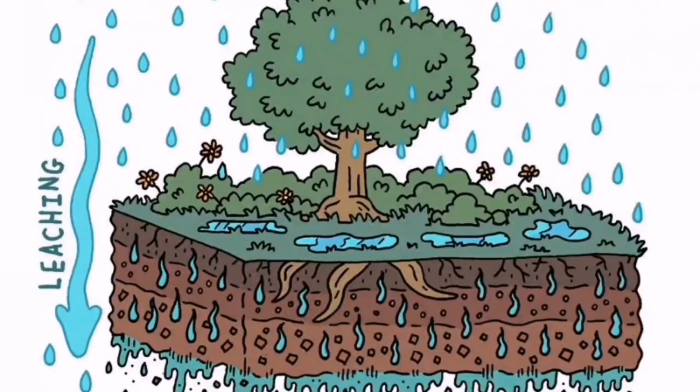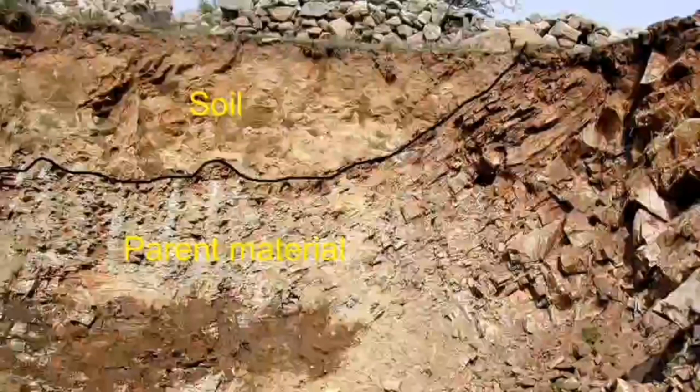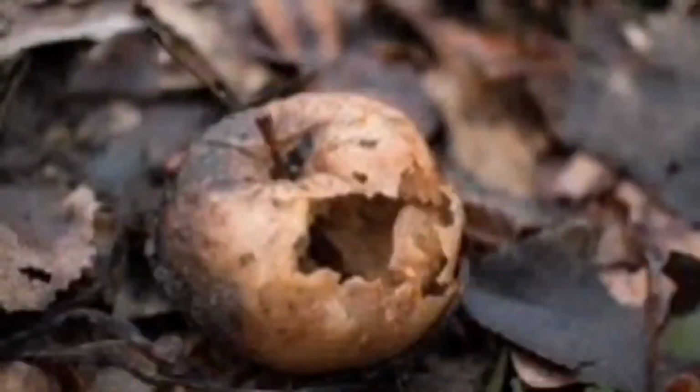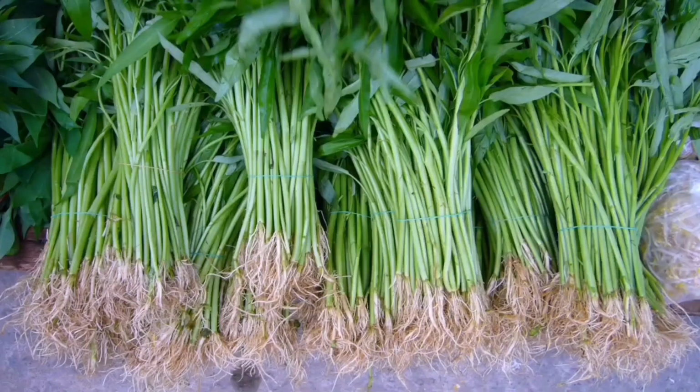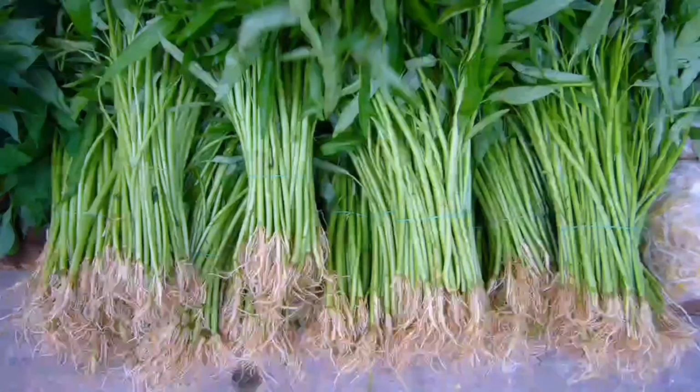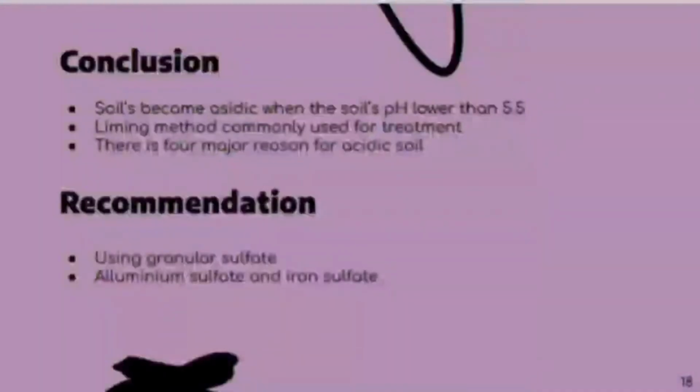There are 4 major reasons for soil acidity. First, rainfall and leaching. Secondly, acidic parent material. Third, organic matter decay. And lastly, harvest of high-yielding crops. These are some solutions for the liming method.